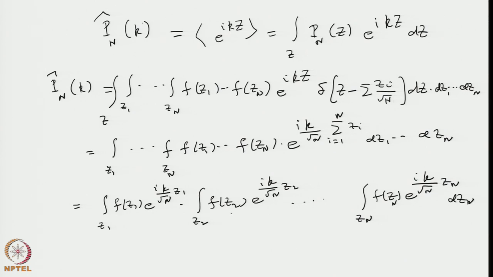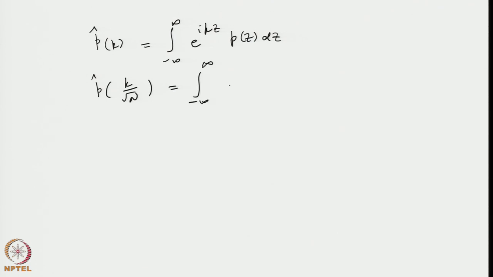Since each of the f's is identical, this can be written as an n-fold product, because each of them will give you the same value. That is, z now becomes a dummy index when you integrate. So here dz1 and this should be dz2, etc. So this is equivalent to the integral of z1, with the domain varying from minus infinity to infinity, of f, which I can now call, in general, any arbitrary value, say z1 itself, e to the power ik by root n z1 dz1, the whole to the power n.